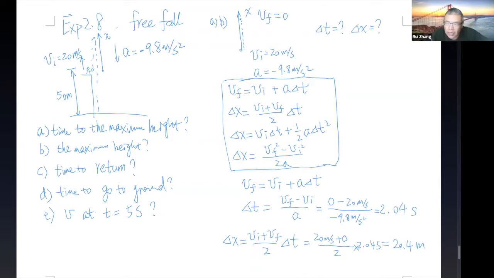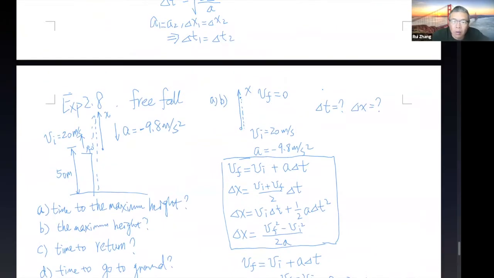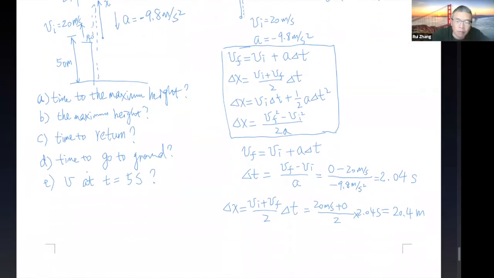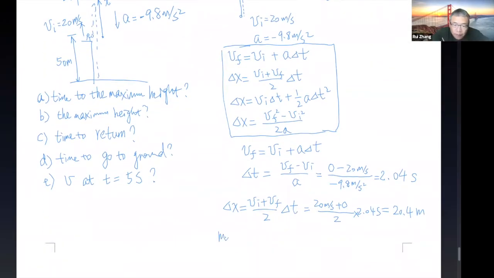But that's not exactly what is asked. What is asked here is the maximum height. What we're calculating here is only the displacement from the initial position to the top. So you have to count the 50 meter as well. So the maximum height is 50 plus 20.4, that's 70.4 meter for the maximum height. Does that make sense to you guys?